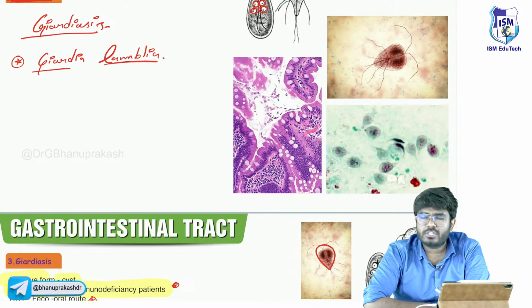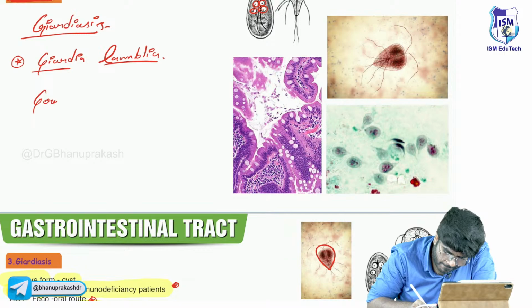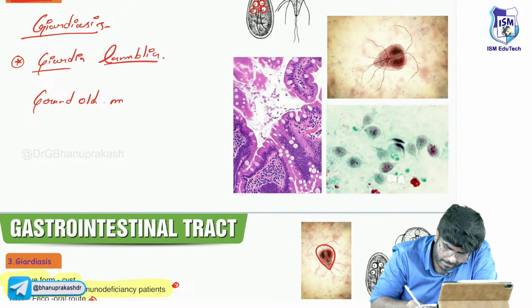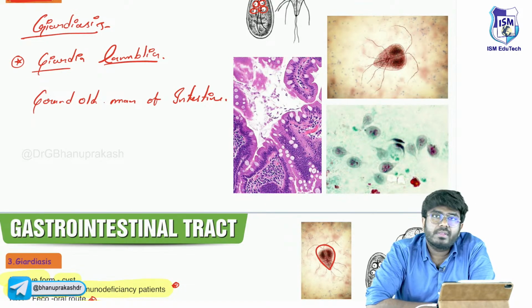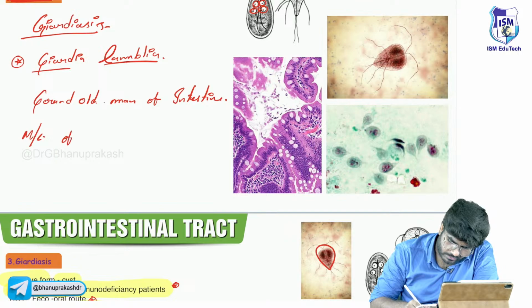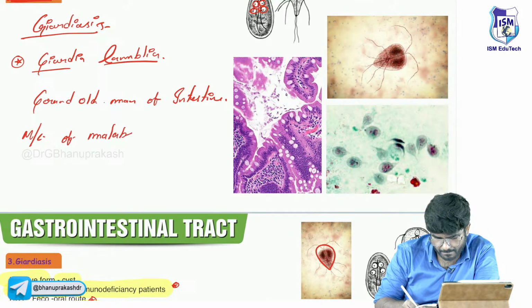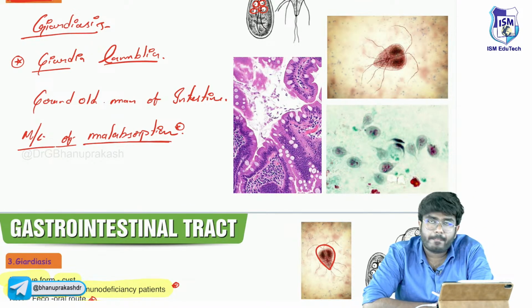Now let's see here. Giardia lamblia is also called the grand old man of the intestine. Some important points, let me write here. It was actually discovered by Leeuwenhoek. It's the most common cause of giardiasis. It's the most common cause of malabsorption. That's the important point which I want you to know.